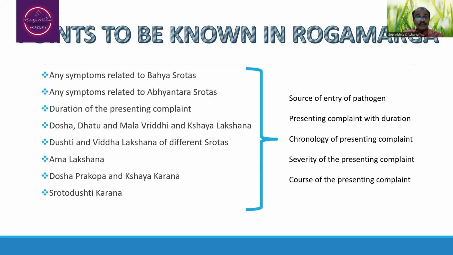Then we need to know about the affliction of the different srotas, or injury to the different srotas. Then we need to know about any kind of ama lakshana that are being observed in the body. Then based on that, we have to come retrospectively, so we need to know what the possible dosha prakopa karanas as well as srotodushti karanas are. All these will be helpful in analyzing the entry of the pathogen into the human body.